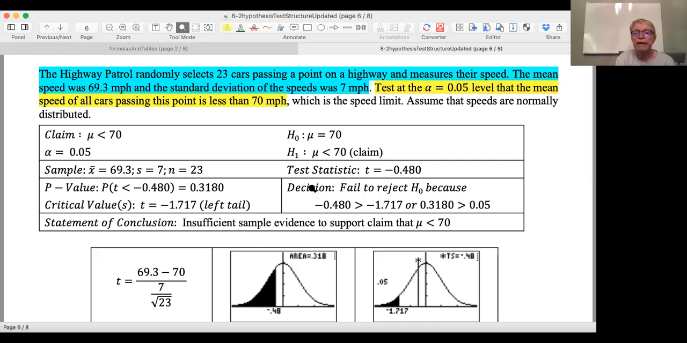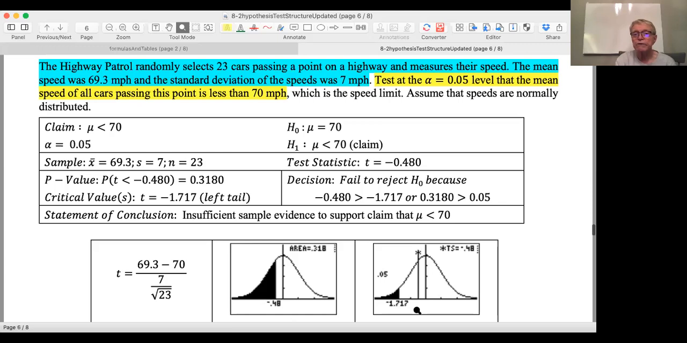So our decision would say, again, fail to reject H0 because negative 0.480 is greater than negative 1.717, or I would say that negative 1.717 is less than negative 0.480. Either one of those is correct. You can flip those around, including flipping the inequality, and you have the same value. It's stating the same thing. It's the same logical sentence, or mathematical sentence, okay?